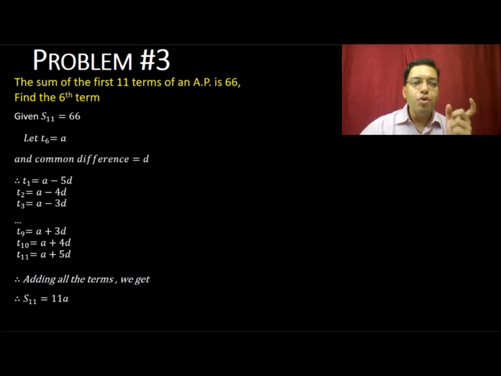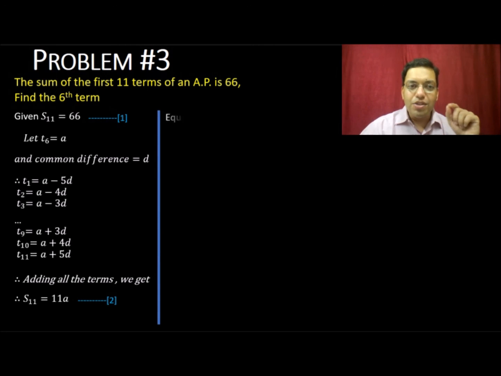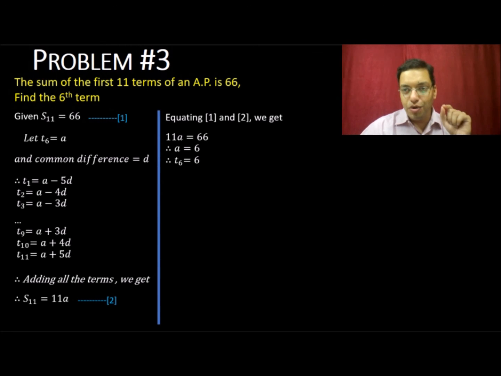So now we have 2 values for S11. We were given S11 is equal to 66. We'll call that equation 1. And now we have found S11 is equal to 11A. That we'll call equation 2. So equating these 2 values, equation 1 and equation 2, we get 11A is equal to 66. Therefore, A is equal to 6. And this is what we were asked to find. So T6 is also equal to 6. And we have found the sixth term of the arithmetic progression is equal to 6.